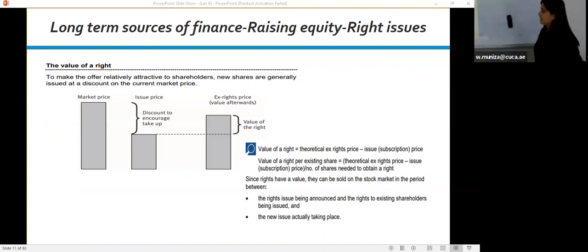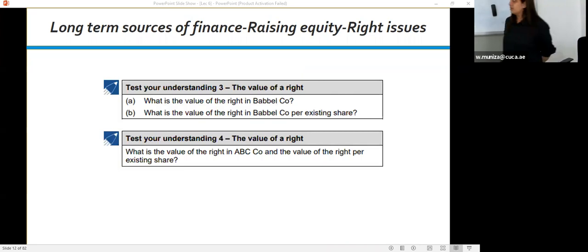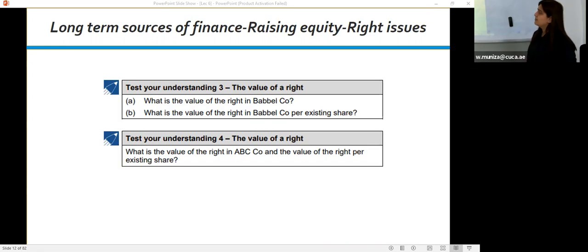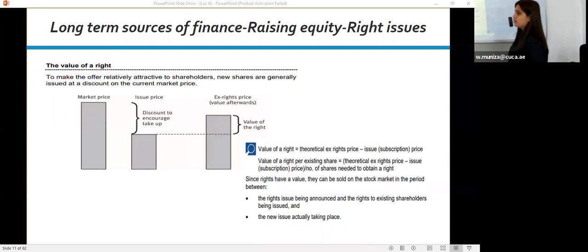Since rights have a value, they can be sold on the stock market in the period between the right issue being announced and the new issue actually taking place. So we can sell the right shares in the market as well. Now here, my students, in understanding 3 and 4, you are required to calculate the value of the right. In part A, they say, what is the value of the right in Babel Company? And in part B, what is the value of the right in Babel Company per existing share? So two formulas we have discussed over here. What is value of right? That is TERP minus issue price.